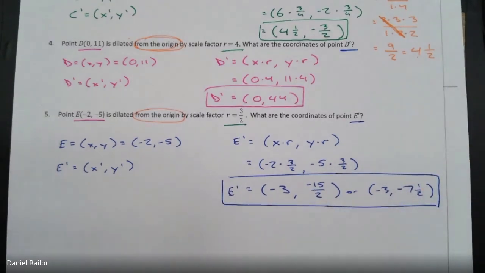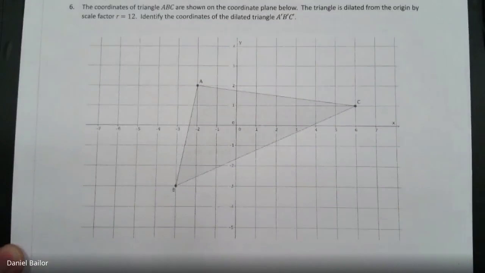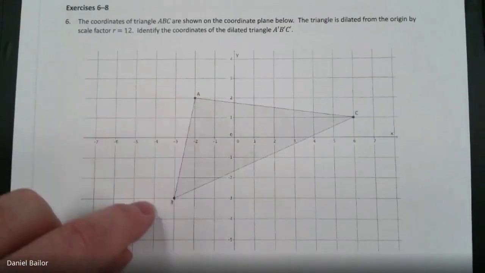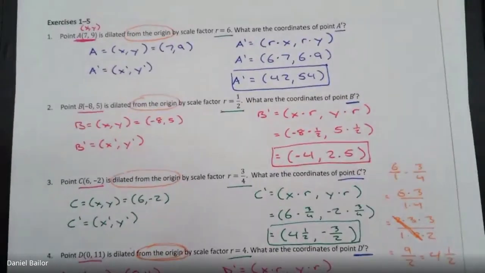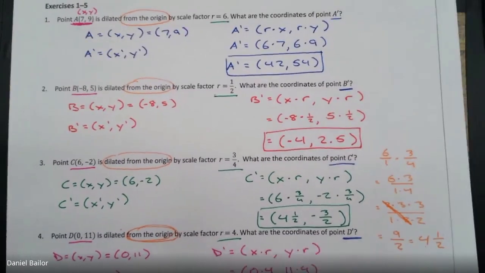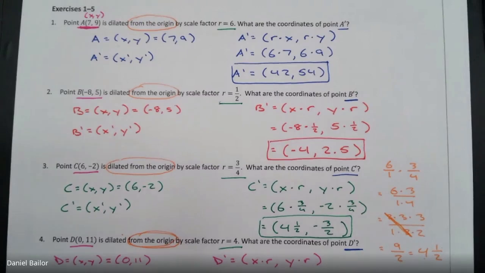So those are the answers to exercise 1 through 5. You got a little bit of practice doing this with individual points. On the next page, we're going to start doing these with making a figure. Because right now on this page, we did point A, B, C, D, E. But what happens, like on page 60, if A, B, C form a triangle? What happens to the triangle? So this was practice with points without seeing a picture.